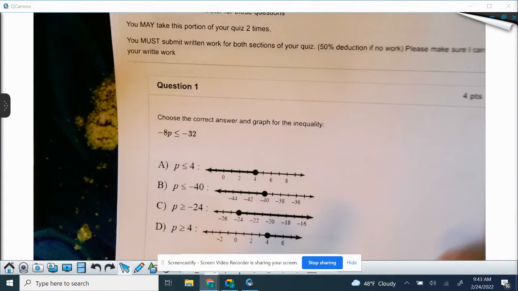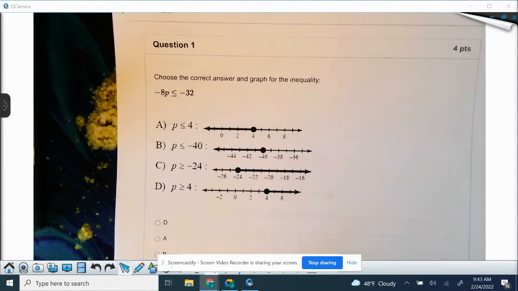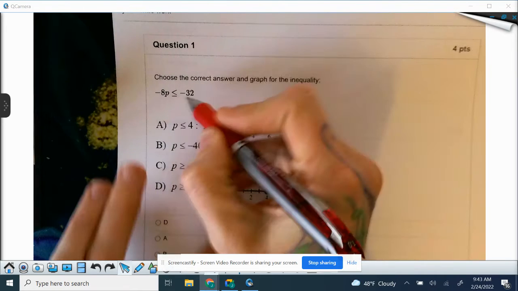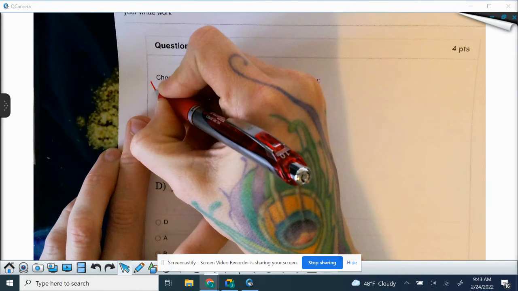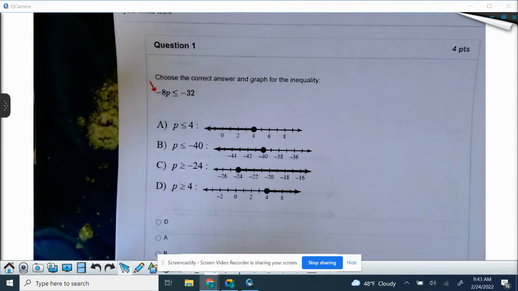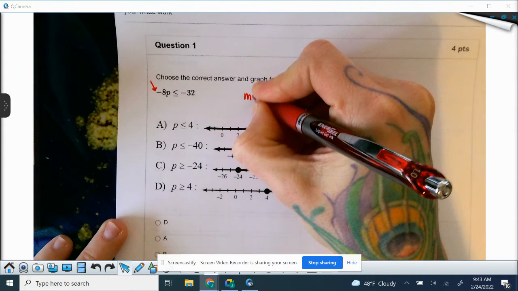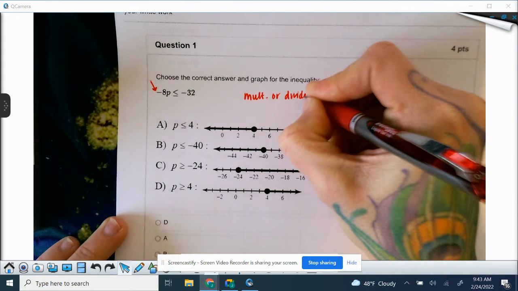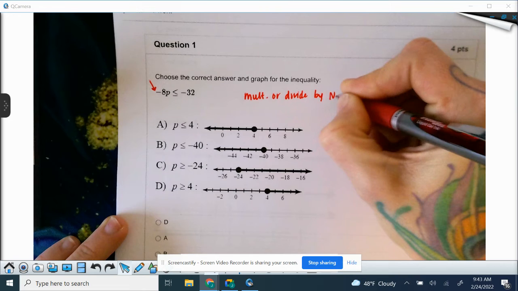Okay, inactive. So no calculator. We are going to solve the inequality, and the negative in -8 is going to be the biggest thing that's going to hold you back. Don't forget the golden rule of inequality: if you multiply or divide by a negative, only multiply or divide, then you have to flip the sign.